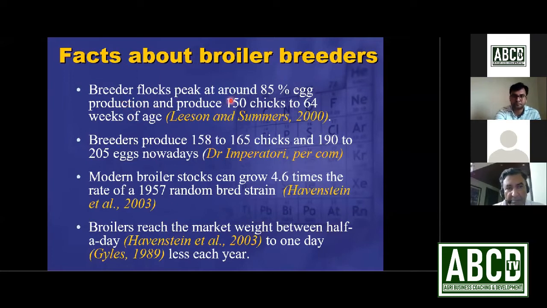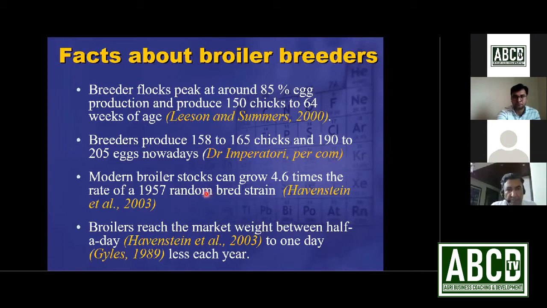Let's go back some years ago and see what we are today. Leeson and Summers published in the year 2000 that at that time, the birds would peak at about 85% in egg production, and up to 64 weeks of age they would produce 150 chicks. And this is the situation right now in Brazil. I just talked to Dr. Imperatore, who works for the industry in Brazil, to get this data. He said that in Brazil, they're producing from 158 to 165 chicks, and they are producing 119 eggs. So this would be the difference from the year 2000 to what we have nowadays.